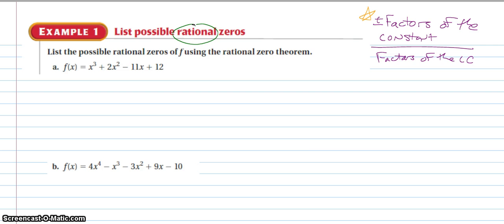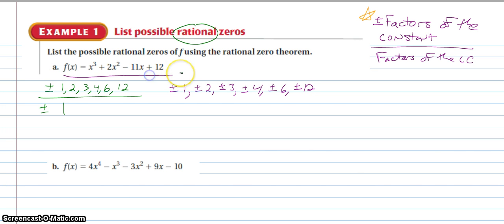So let's make our list. Positive, negative factors of 12, which are 1, 2, 3, 4, 6, and 12, of course. And then factors of our leading coefficient, which are just 1. So I'll take these over positive negative 1, so I'll have positive negative 1, positive negative 2, positive negative 3, positive negative 4, positive negative 6, and positive negative 12. Those are the only possible rational zeros for this polynomial.